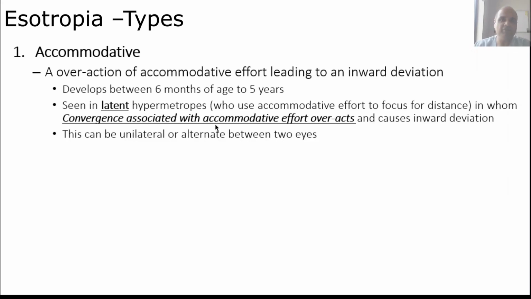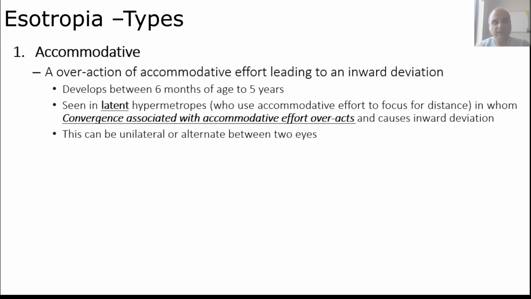Not every child who is a hypermetrope or a latent hypermetrope develops esotropia. Only those in which relatively more convergence is associated with the accommodative effort. So the convergence associated with accommodative effort overacts, causes inward deviation. So don't think that every child who has latent hypermetropia will also have esotropia. No, only those children in which convergence associated with accommodative effort overacts would get esotropia.